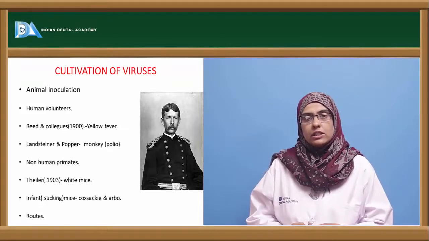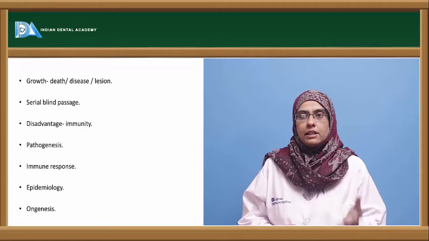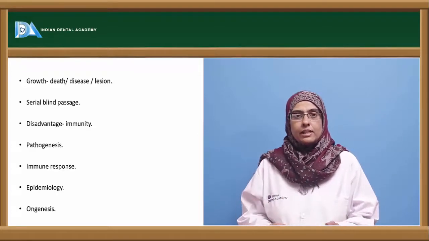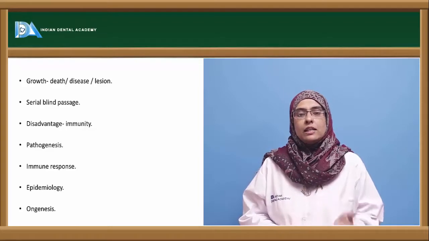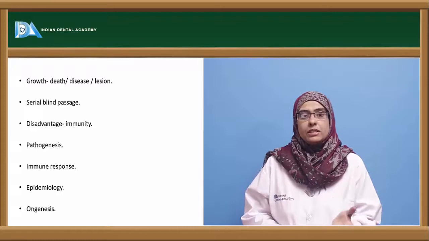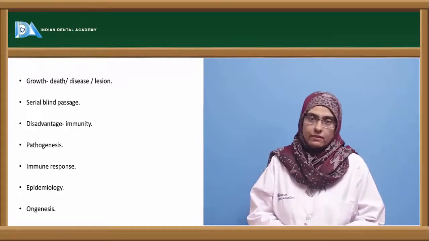Now the growth can be detected by either the death or the disease or the formation of lesions, depending upon the viral infections, and a serial blind passage has to be carried out to give the confirmatory result for the cultivation of the viruses.